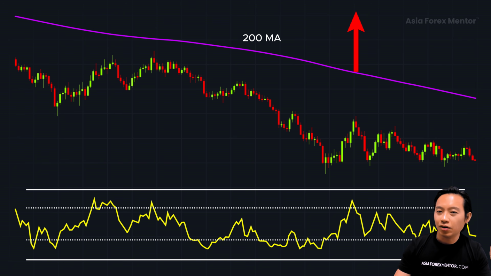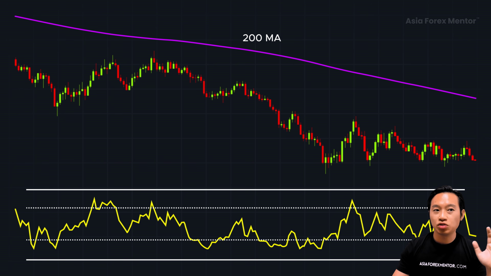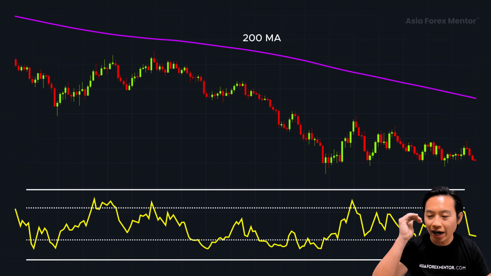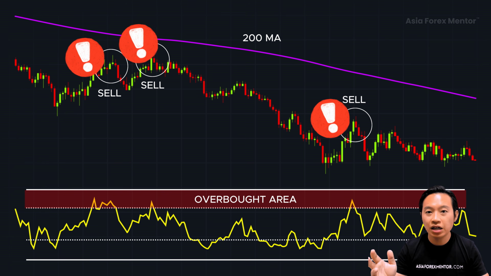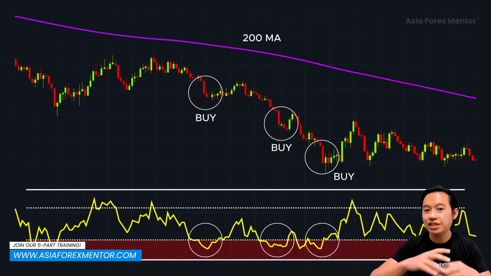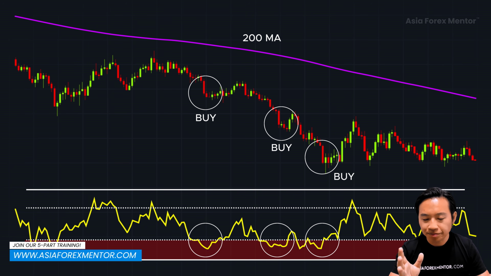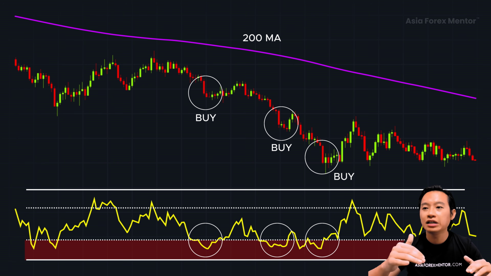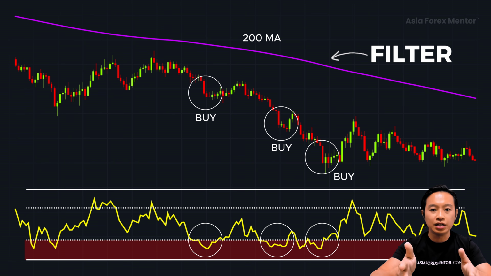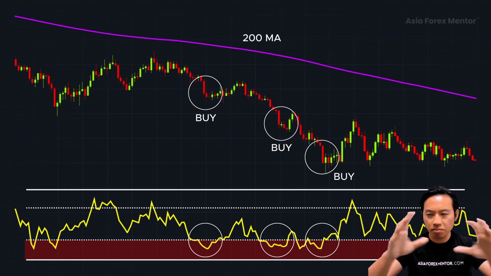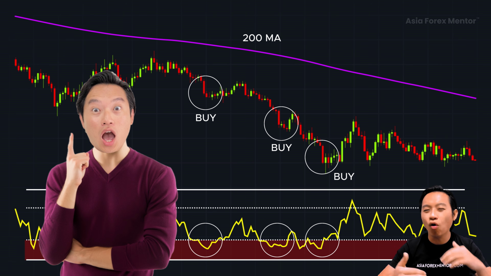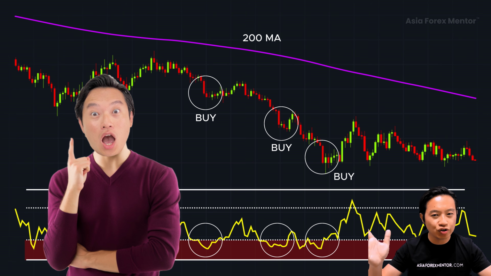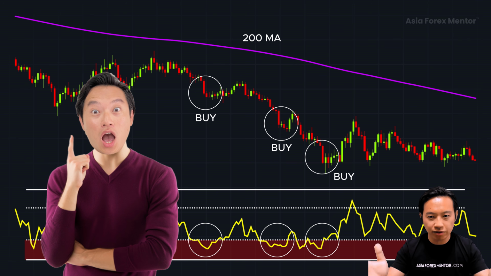Now, before that, you learned that you shouldn't just mindlessly sell the market just because it is in an overbought area, or go long just because it's in an oversold area. However, you can use the 200 moving average as a trend filter. This gives you bigger clarity in your trading strategy, because right now you know the overall, bigger perspective trend of the vehicle that you're trading.